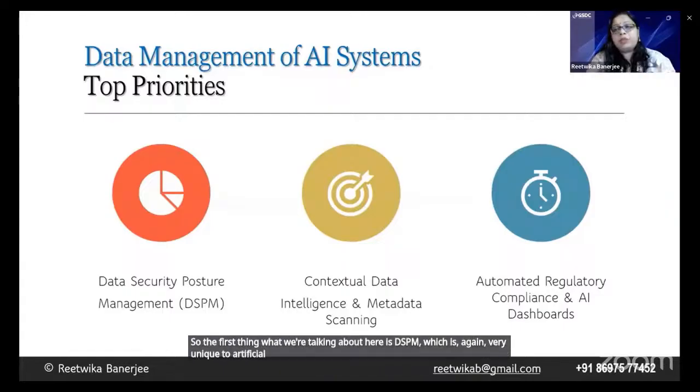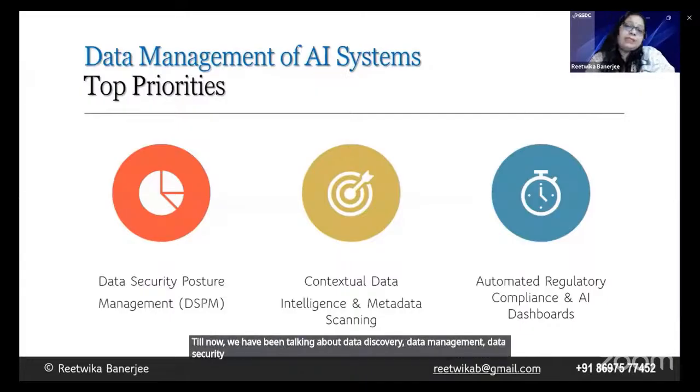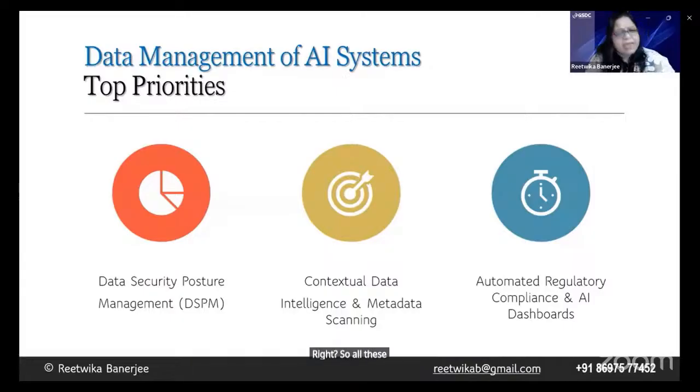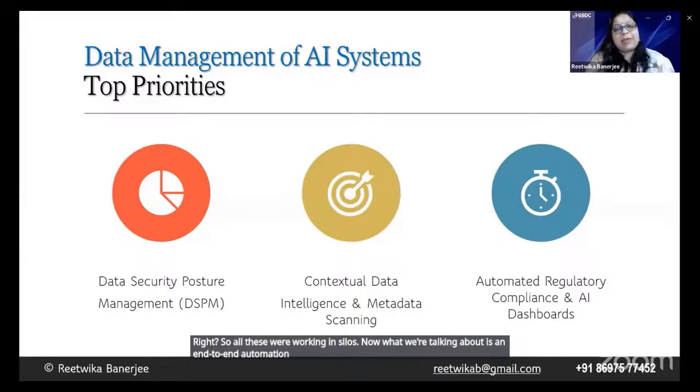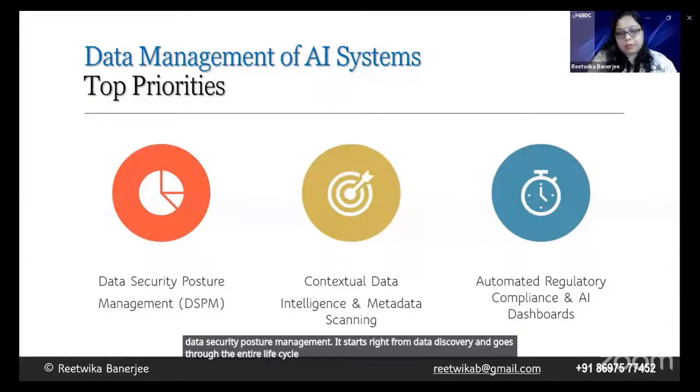Till now we have been talking about data discovery, data management, data security, and data protection, and all of these were working in silos. Now we're talking about end-to-end automation or management using the AI system itself. So data management is now being done through data security posture management. It starts right from data discovery and goes through the entire life cycle, and end-to-end solutioning is provided through DSPM. DSPM itself is a huge ocean.